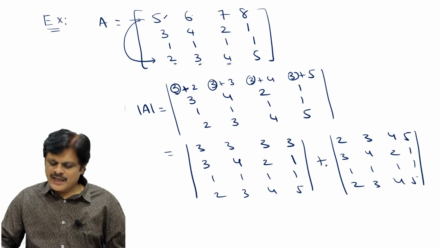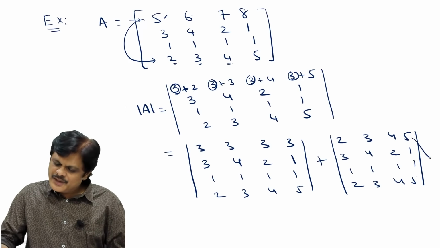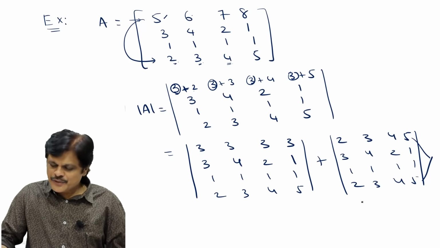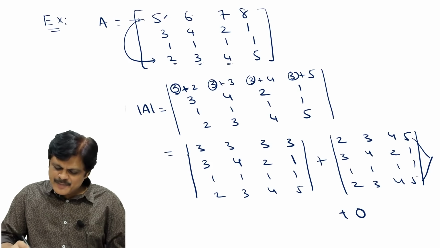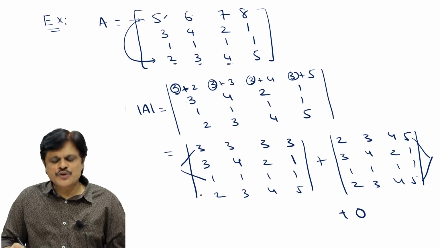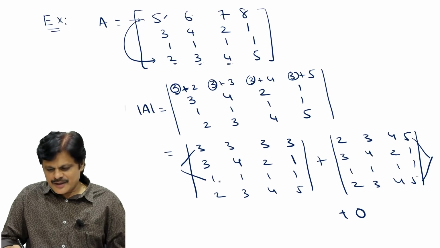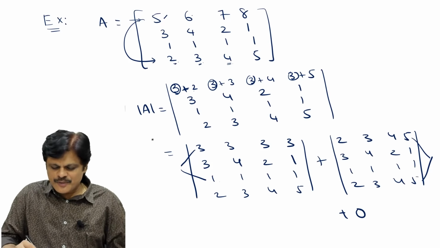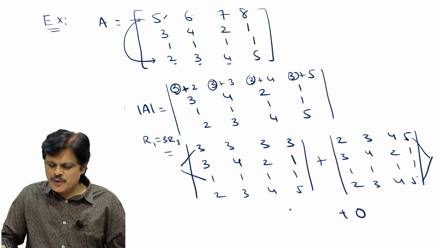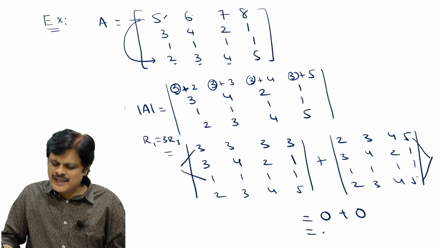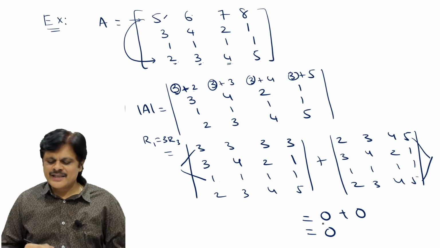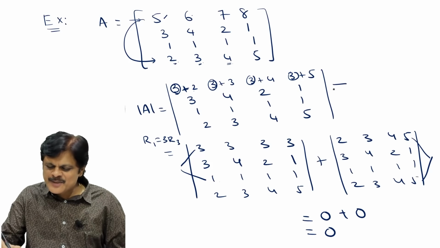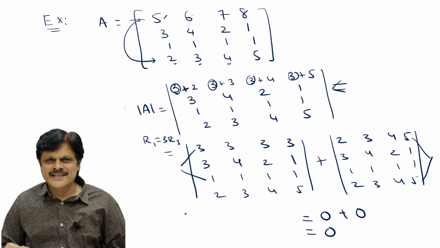And if you observe, these two rows are identical, so the determinant of this matrix is 0. And in this particular case, these two rows are proportional: 3 times the third row is the first row, because row 1 is 3 times row 3. Proportional means the determinant is 0, so the answer is 0. Like that we can easily get it. See, the purpose of this is to explain this particular property. I just took this example.